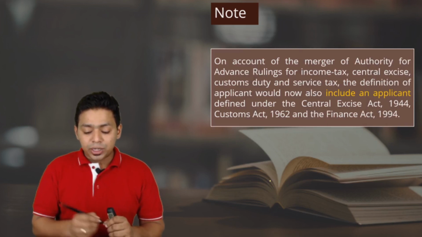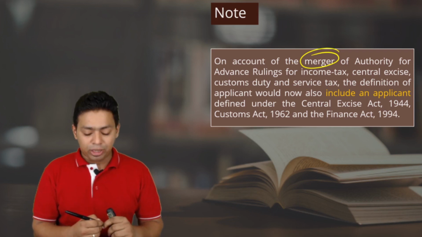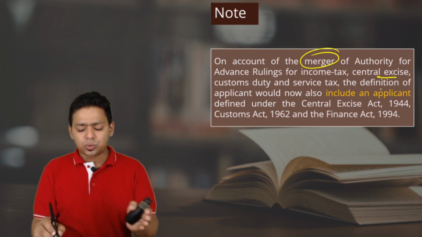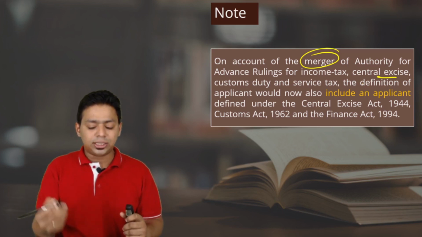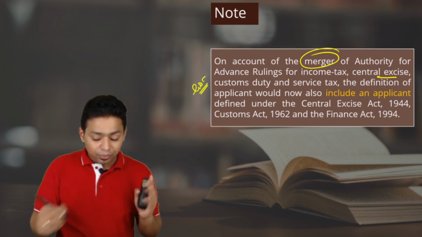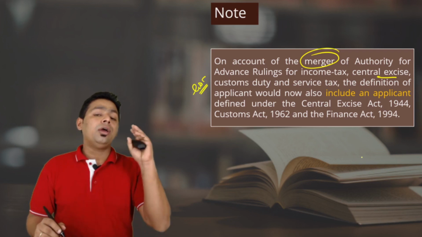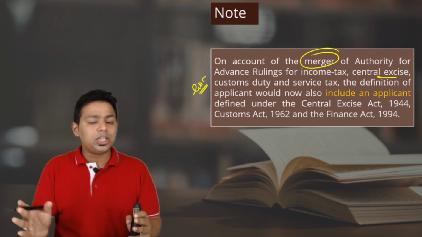Now on account of the merger, please understand, on account of the merger of the authority for advance ruling for income tax, central excise, custom duty, service tax. Earlier these wordings were there, excise and all. Right now you know that instead of excise and service tax we have GST. That means there was a time when the advance ruling authority for direct tax was different, for customs it was different, for excise it was different.